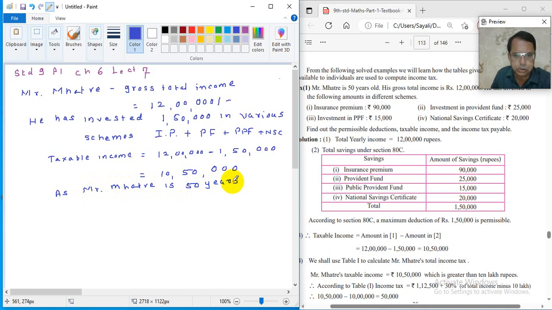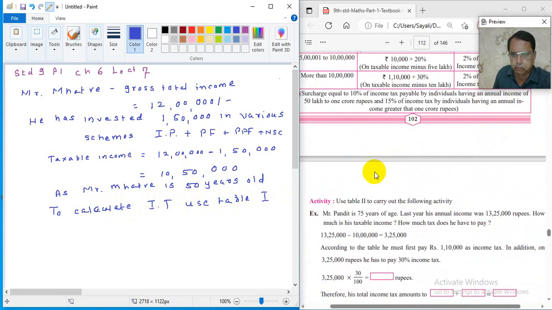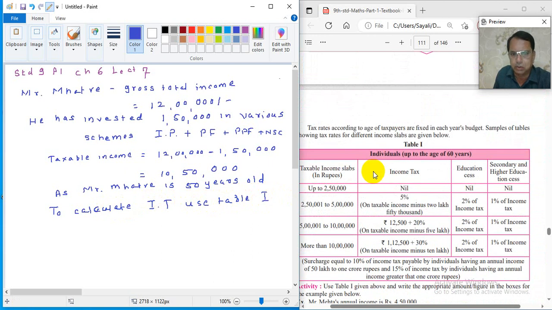50 years old. To calculate income tax, use table 1. So you have to go to table 1. There is no other way. This is table 1. So what is said in this table?